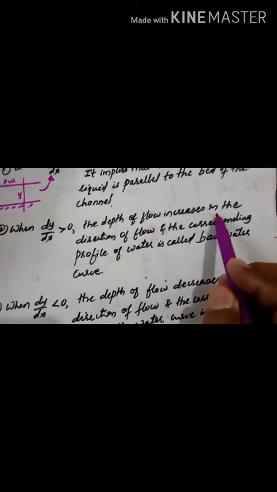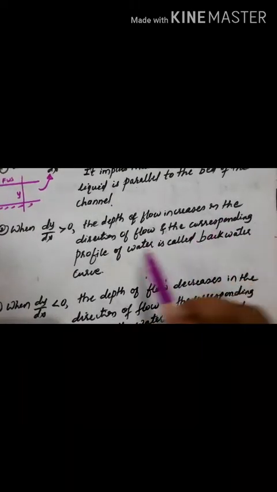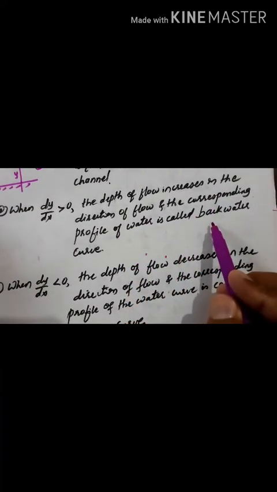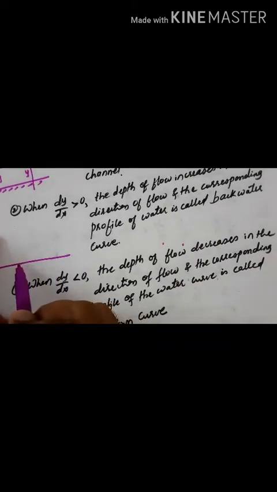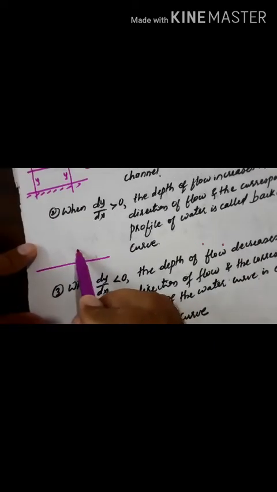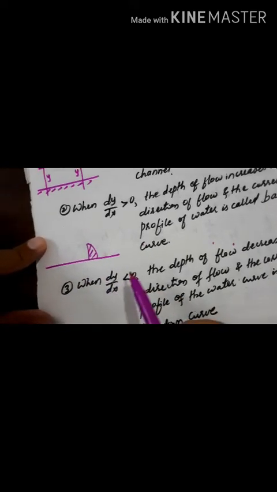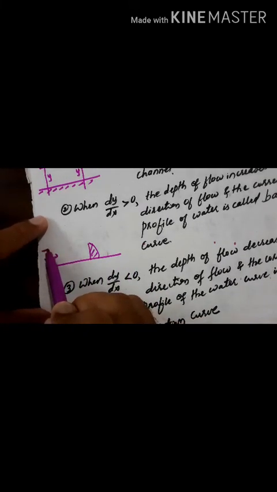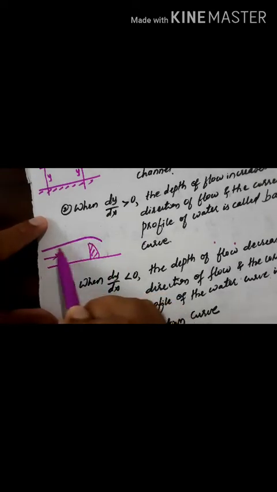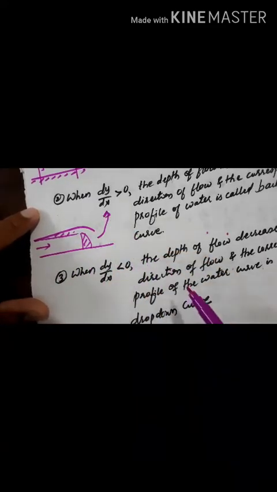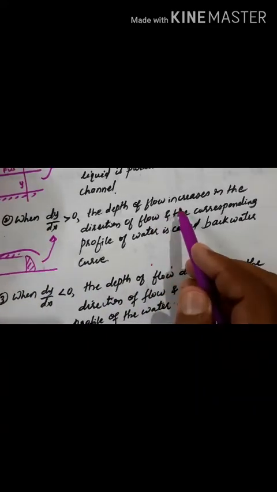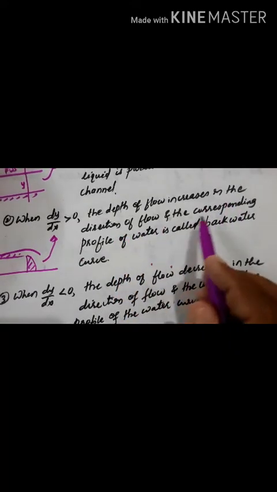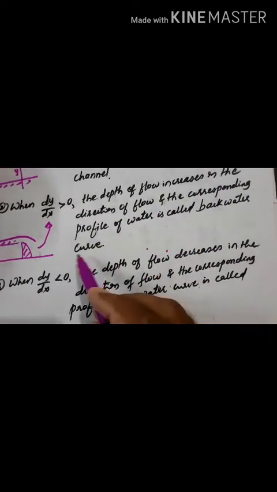Then when dy by dx is greater than 0, the depth of flow increases in the direction of flow and the corresponding profile of water is called a backwater curve. Suppose any obstruction comes along the direction of flow, then the water level increases like this, and the profile will be like this. So for this one, the depth of flow increases in the direction of flow and the corresponding profile of water is called the backwater curve.